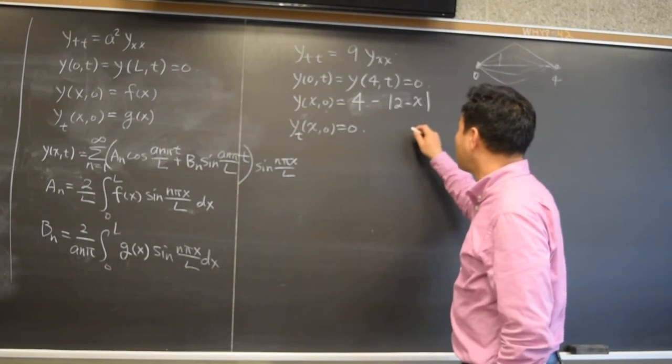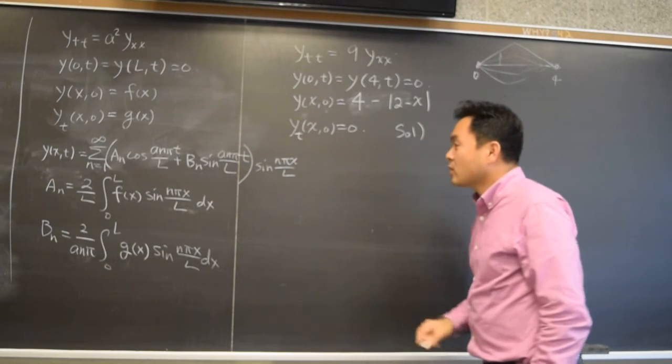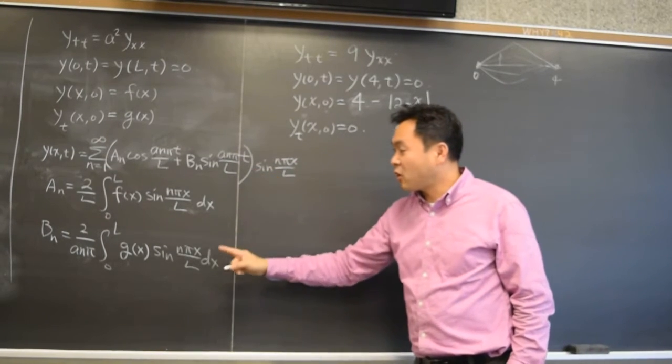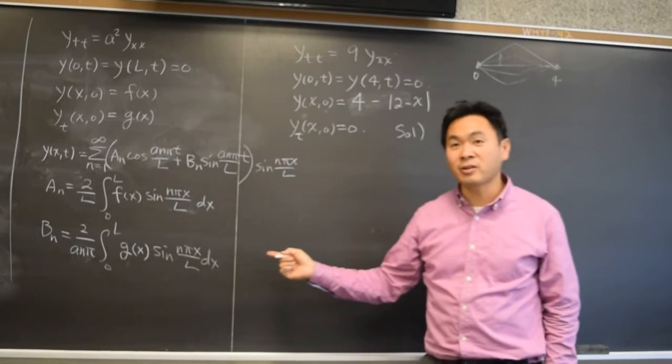So let's do the solution now. The solution is you calculate An and calculate Bn. One of them is 0. Which one?